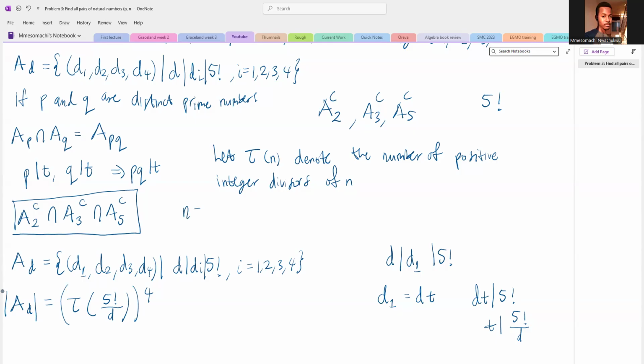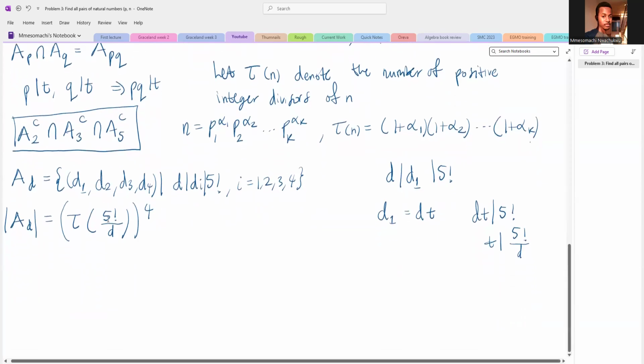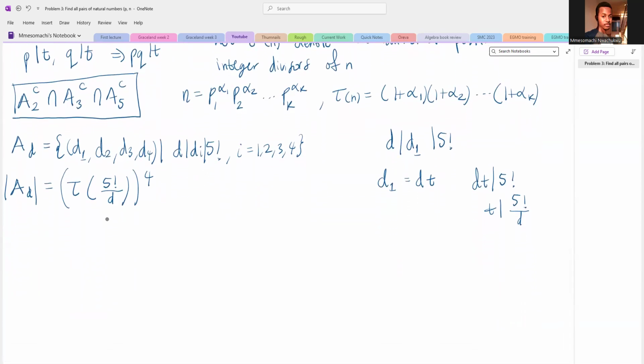So we look at the prime factorization of n. If you have n to be p1 to the power of alpha 1 times p2 to the power of alpha 2, and so on, to pk to the power of alpha k, then tau of n is equal to 1 plus alpha 1 times 1 plus alpha 2. So just keep on adding 1 to the powers and multiplying, up to 1 plus alpha k. So this is what tau of n is equal to. Now let's dive into the problem.